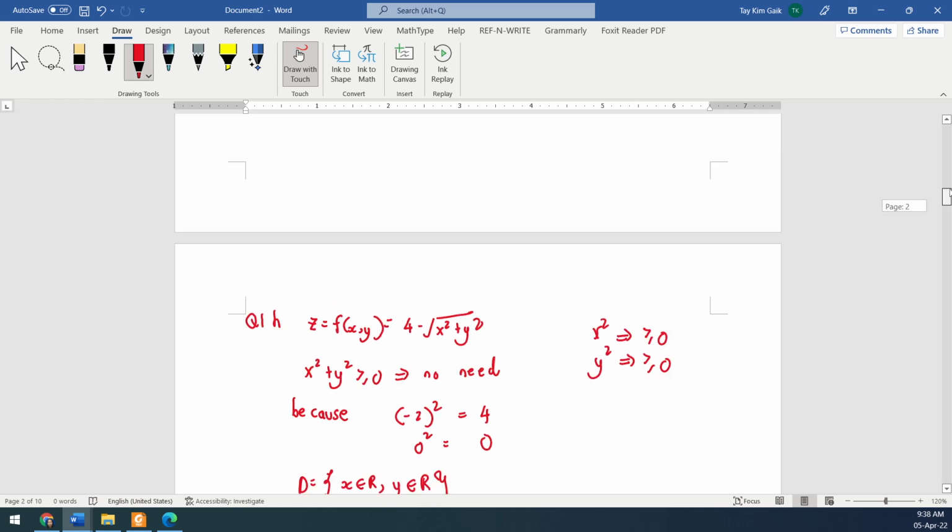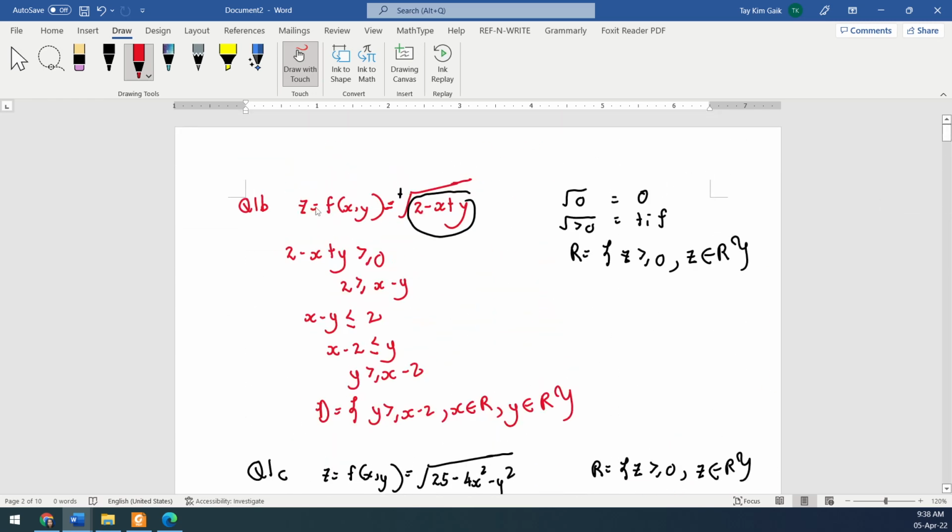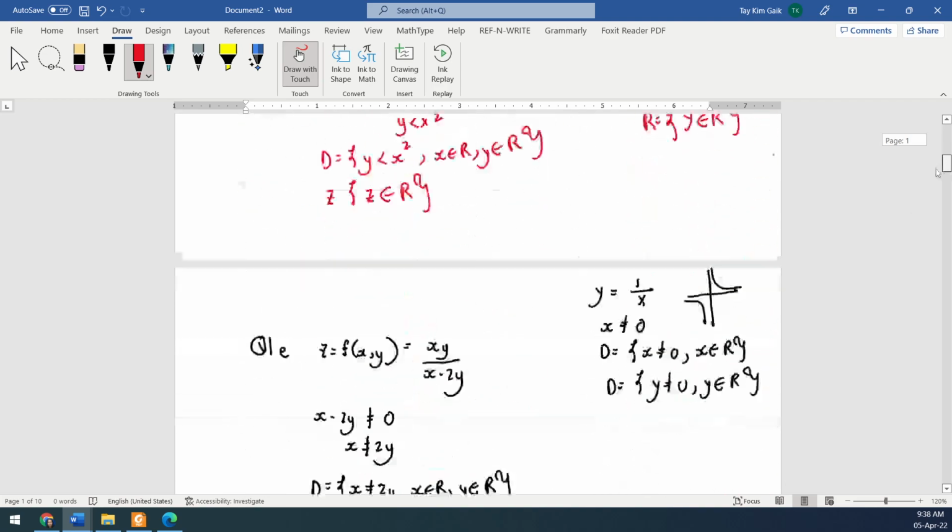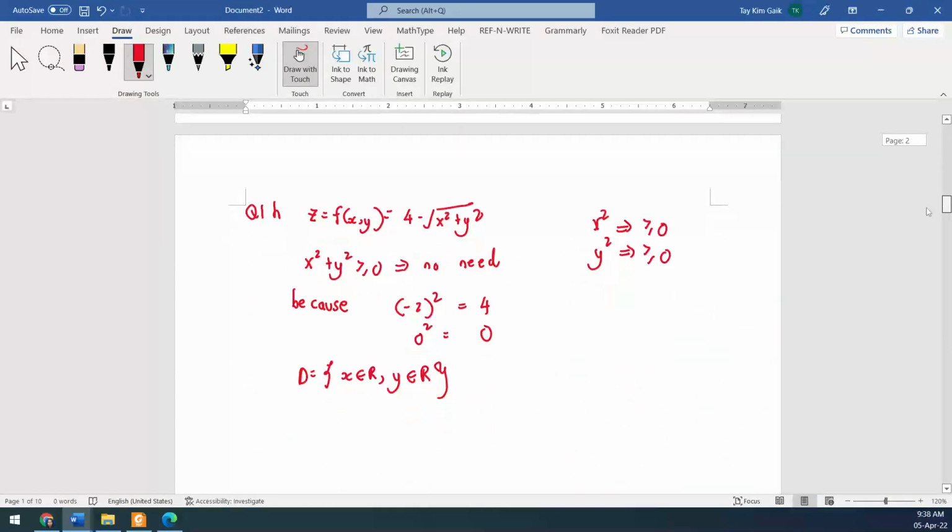So you can see, to find the domain and range for a square root function, even though you have to set whatever is inside the square root greater than or equal to 0, because x squared is always greater than or equal to 0 and y squared is always greater than or equal to 0, x and y belong to the real numbers. And then how about the range?